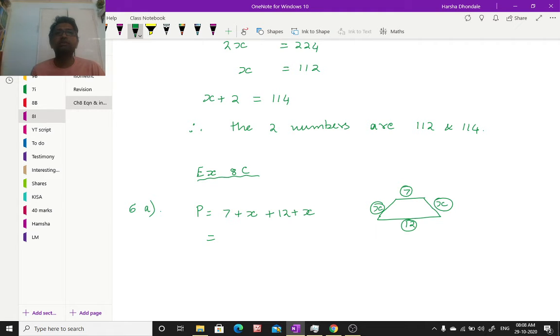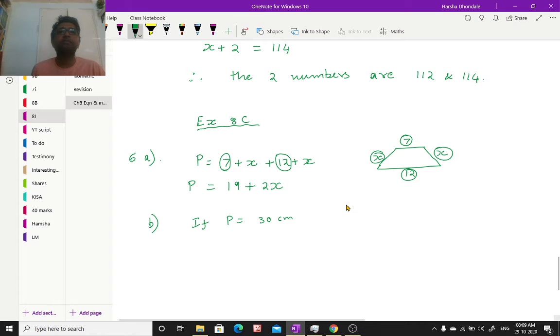So this is equal to 7 plus 12 gives me 19, plus x plus x gives me 2x. 19 plus 2x. This is the expression. So we got the expression to find the perimeter. Now if P equals 30 centimeters, find the value of x. So you just substitute P as 30 centimeters here and then find the solution. So if P equals 30, what we get is 30 is equal to 19 plus 2x.